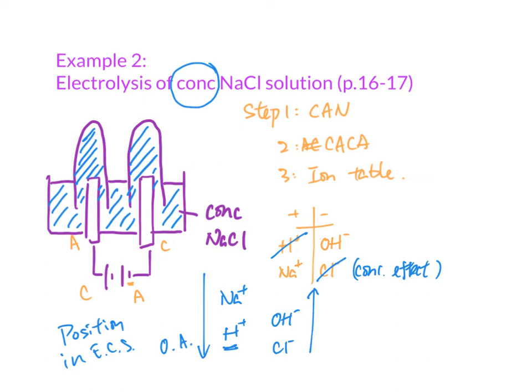So due to concentration effects, the Cl minus is going to discharge. For the cathode, the cations swim to it, so we have H2 formation. On the other side, the anode, the anions swim towards it, so the Cl minus will become Cl2. So you have Cl2 formation on the right hand side.